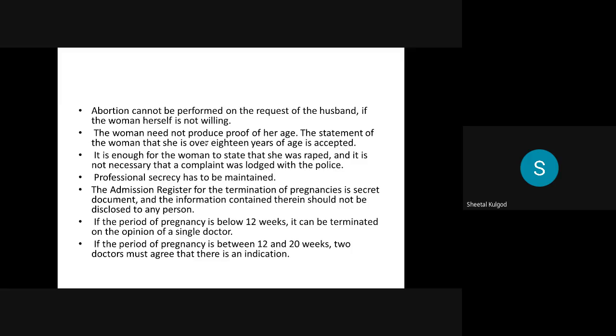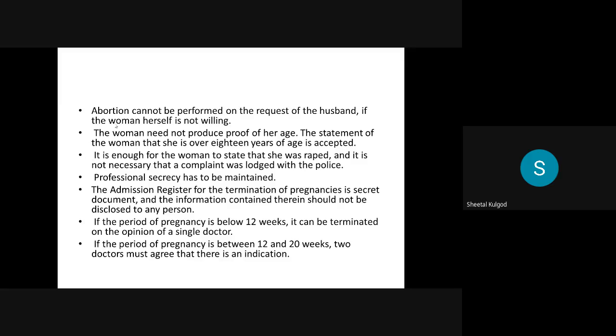Now, the woman need not produce proof of her age. The statement of the woman that she is over 18 years of age is itself accepted. It is enough for the woman to state that she was raped, and it is not necessary that a complaint was lodged with the police. Regarding this particular statement, this is quite an old statement, and there have now been a lot of amendments in relation to the POCSO law, which deals with sexual atrocities on women, including rape and other things.